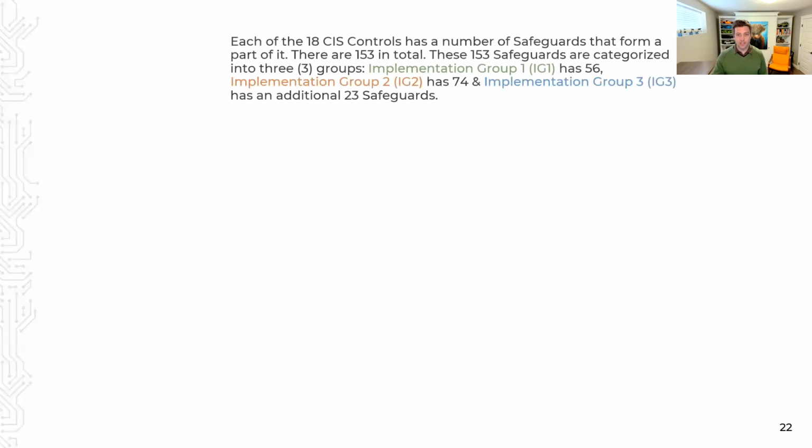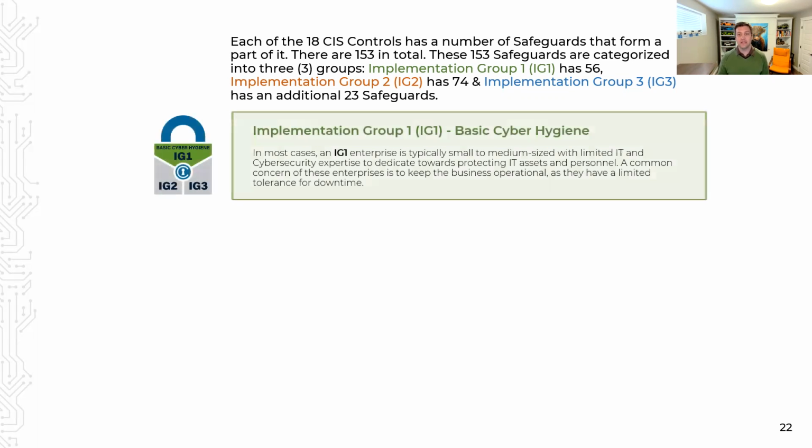We were having a conversation earlier today about one of the things we really like about the CIS controls, which is that there are only 18 of them. There are 153 safeguards. And to help categorize it, they've taken those and broken them down into three different implementation groups. Each implementation group builds on the other ones. So implementation group one is what they consider basic cyber hygiene.